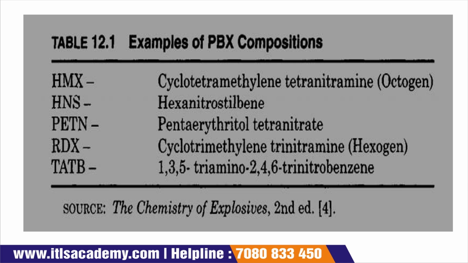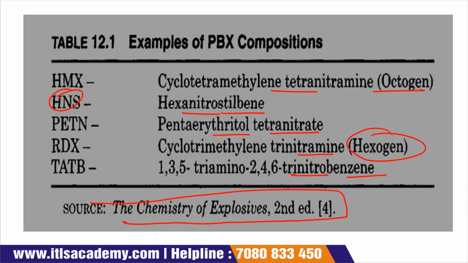This is a table which shows examples of PBX compositions, like HMX, that is cyclotetramethylene tetranitramine, octogen; HNS, that is hexanitrostilbene; PETN, that is pentaerythritol tetranitrate; RDX, cyclotrimethylene trinitramine, hexogen; TATB, 1,3,5-triamino-2,4,6-trinitrobenzene. This source was taken from Chemistry of Explosives, second edition.